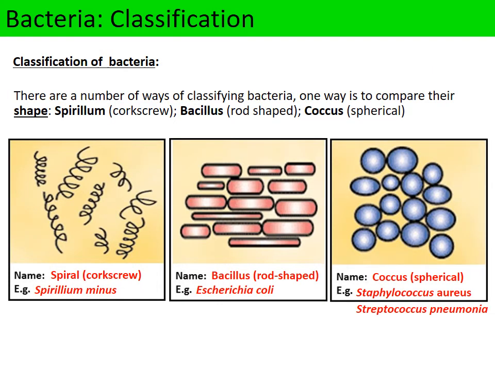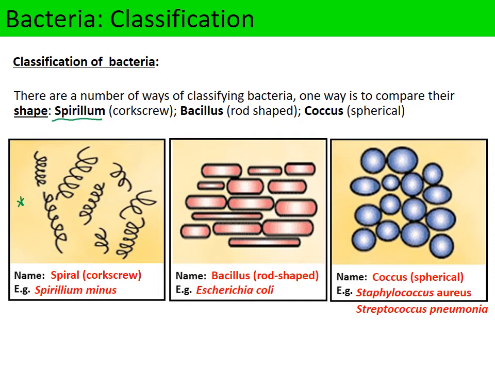So there's a number of different ways to classify different bacteria, and the main one is on their shape. And there's three main shapes that you need to know. One is spirillum, and that's shown here on the left hand side. And these unicellular bacteria, these prokaryotic cells, have a corkscrew or spiral shape.